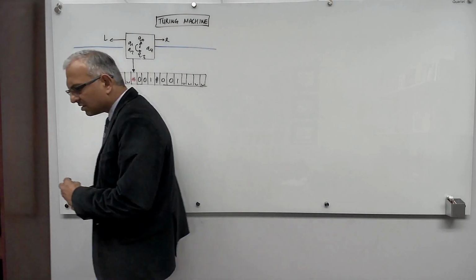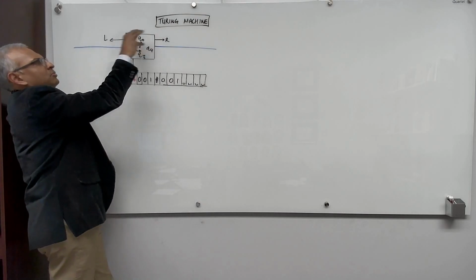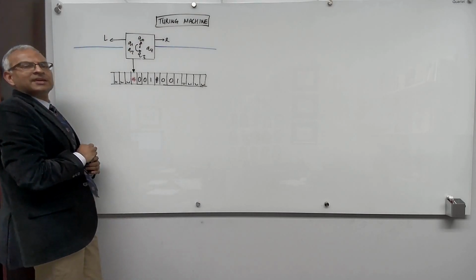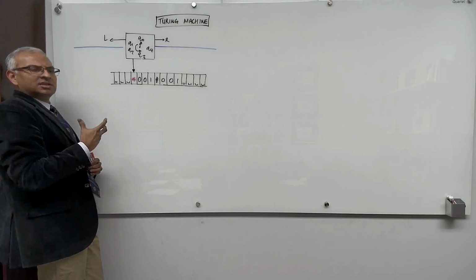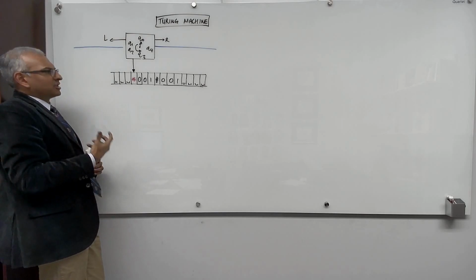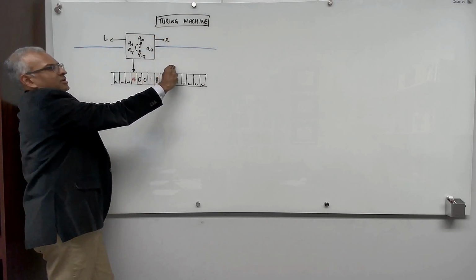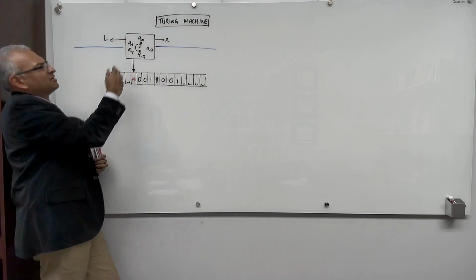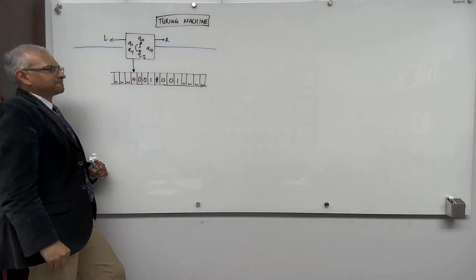Now, how does the DFA access these various memory locations? It's got a read-write head. It can move left or right. And that's the main capability that the DFA has now acquired. It has acquired the ability to move left or right to access various locations on the tape. Think of the CPU as sitting on some kind of a rail, and it can move left or right.